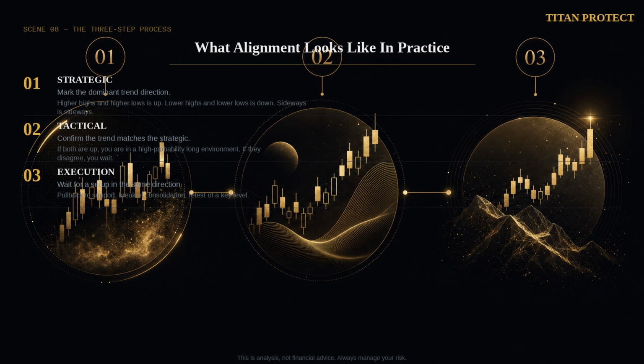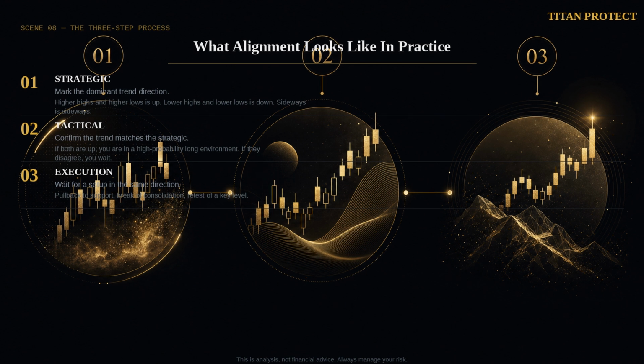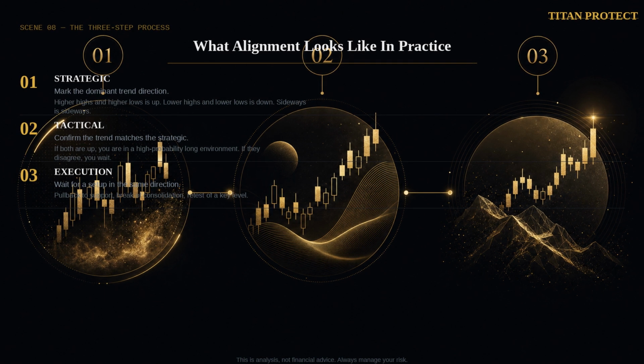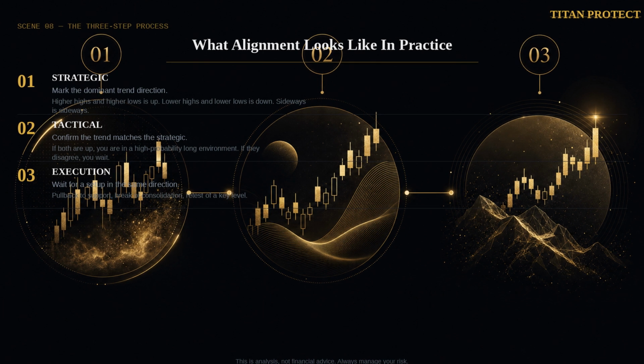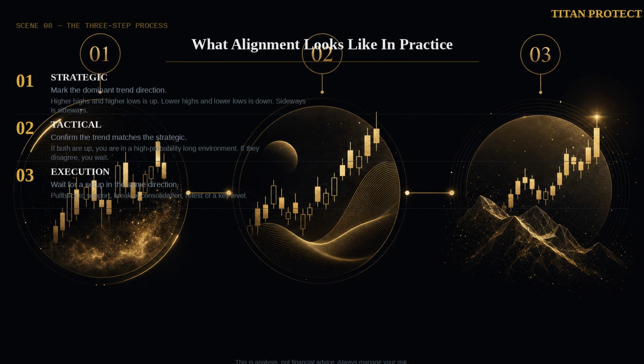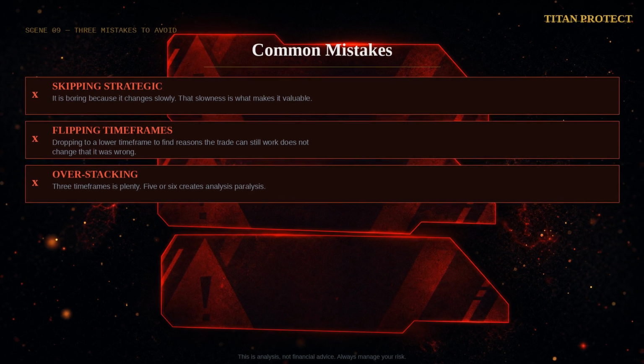Common mistakes to avoid. Do not skip the strategic time frame because it is boring. It is boring because it changes slowly. That slowness is exactly what makes it valuable. The slow-moving direction is the one that pays. The fast-moving noise is what stops you out. Do not flip your time frames when a trade goes against you. The most common psychological mistake is dropping to a lower time frame to find reasons the trade can still work. The trade was wrong on the higher time frame before you took it. Dropping lower does not change that.